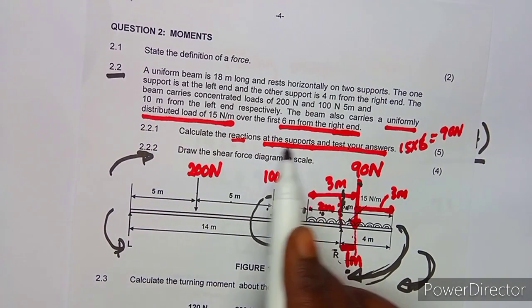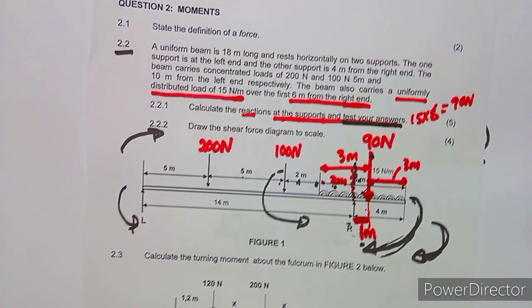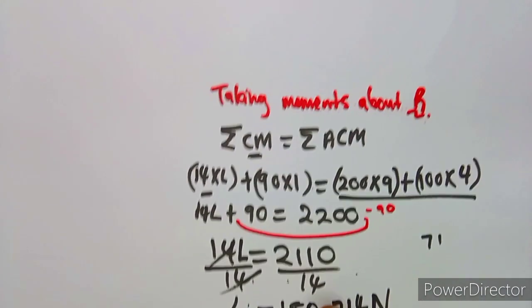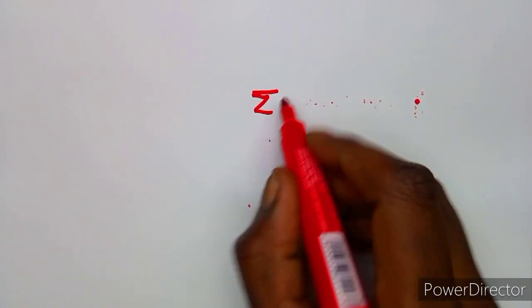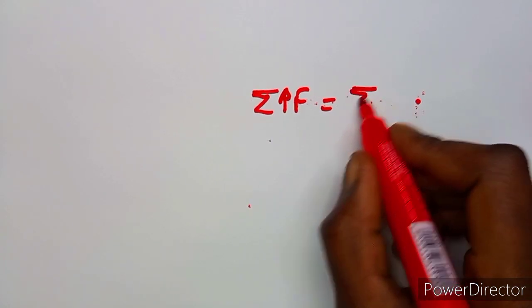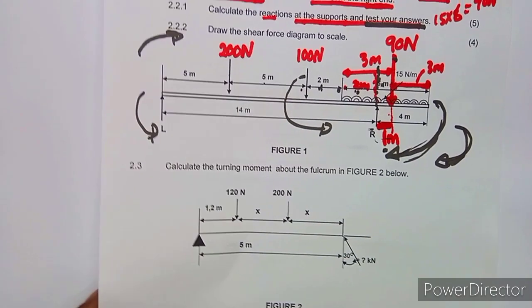So the question is not just to calculate the reaction, we are supposed to test the answers now. So how do you test? We know that the sum of the upward forces should be equal to the sum of downward forces. So let us just test. The sum of the upward forces should be equal to the sum of the downward forces. That's what we know.